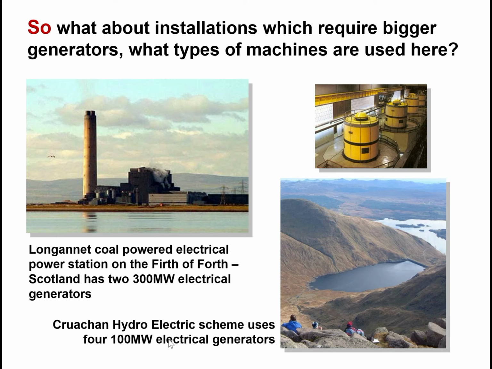The Cruachan hydroelectrical scheme also uses four 100 megawatt electrical generators. Cruachan is the world's first high-level reversible pumped storage scheme for generating hydroelectricity, and the power station is located deep inside a mountain. I'm going to stop over here, and in the next video we are going to discuss another type of synchronous generators, which are called the wound field synchronous generators.